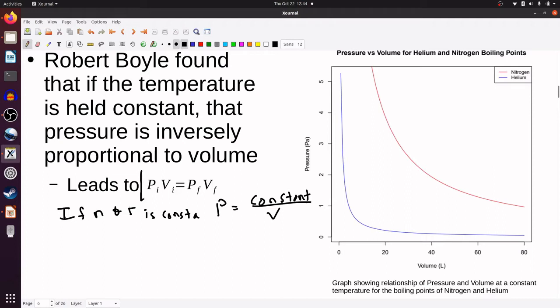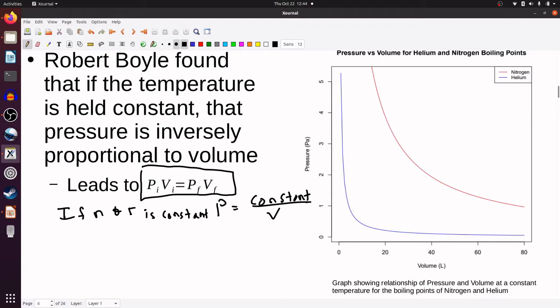Sorry, I'm trying to find my cursor here. PI VI is equal to PF VF. That is, your initial pressure and your initial volume is equal to your final pressure and your final volume, as long as your number of moles and the temperature are held constant.